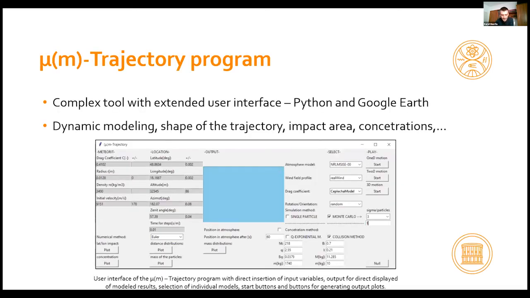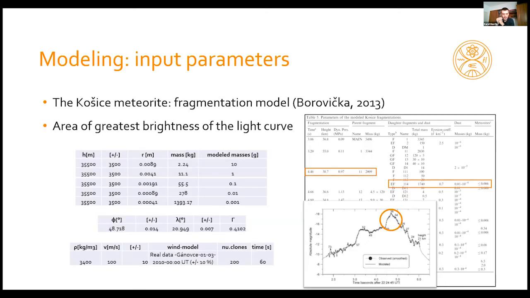Now, let's look at the program. It's my program that combines all the main functions of the models. The Micrometeorite Trajectory program is a complex tool with a user interface that we can see in the picture, and it is used for dynamic modeling of particle motion in the atmosphere. It draws the shape of the trajectory, the impact areas, concentration, and more. The program includes a model of the dark flight phase, physical characteristics of the object, position of the object with deviation, and all the models mentioned, and the possibility of particle rotation in time by gradual or random selection. And now let's look at the modeling.